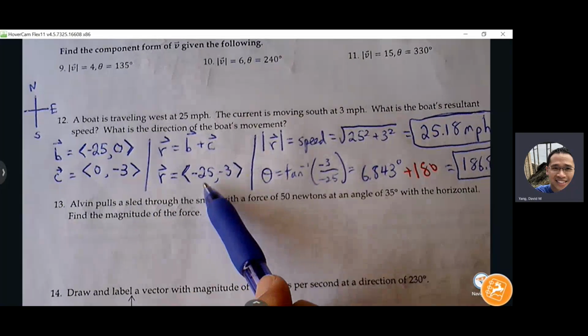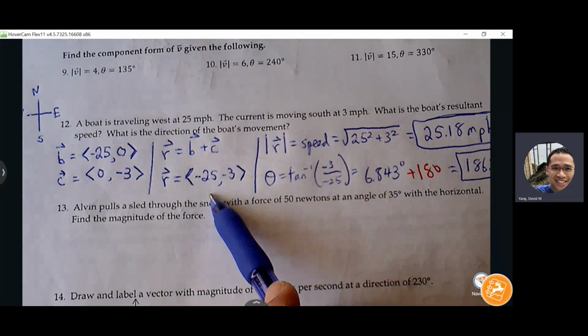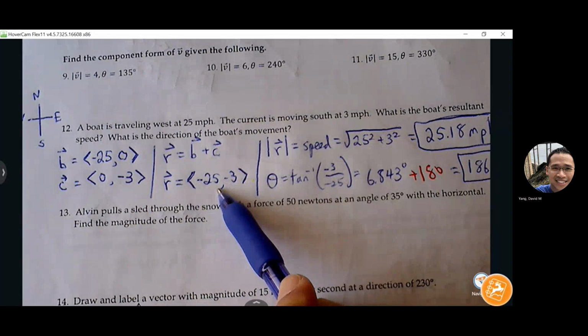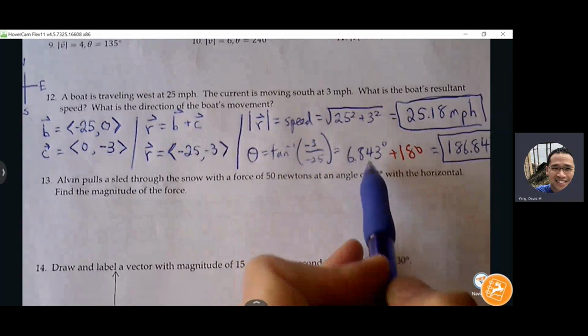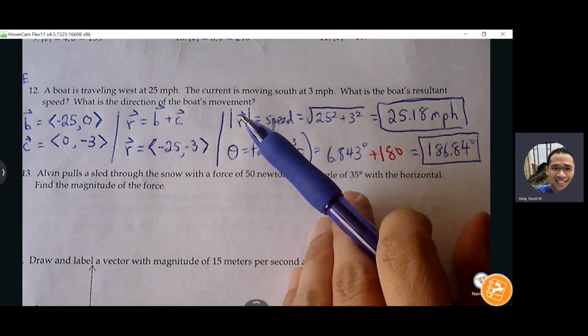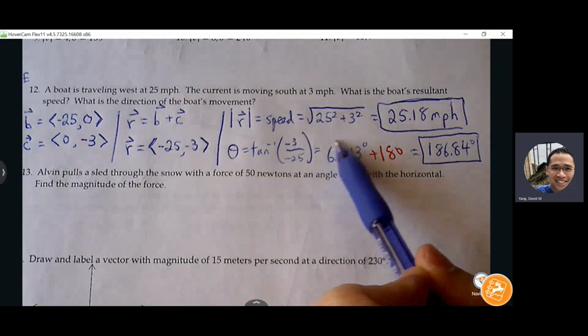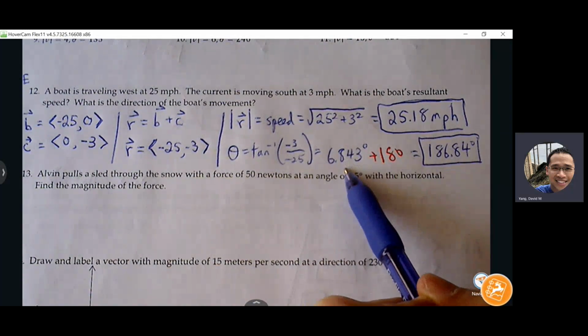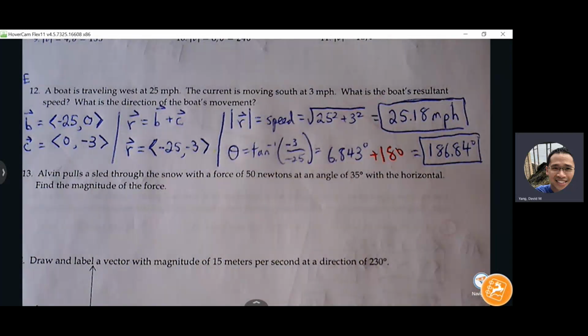Because if I think about this vector, right? Left 25 and down 3, which quadrant is it in? Third quadrant. So I got to produce a degree measure that's also in the third quadrant. So I got to do plus 180. That's my reference angle, right? Yeah. Your calculator will always give you the reference angle, and you got to do something with it if it's in a different quadrant than the first quadrant.